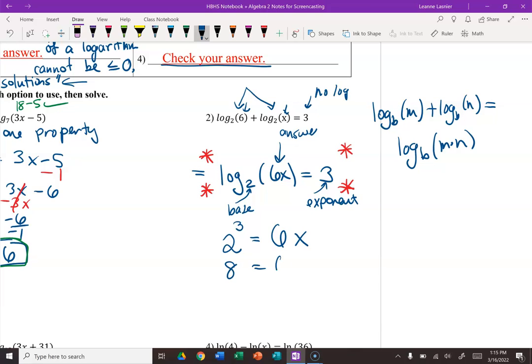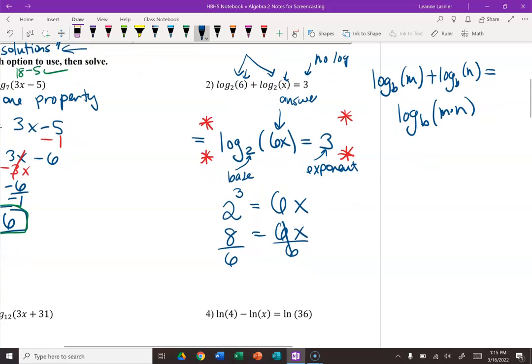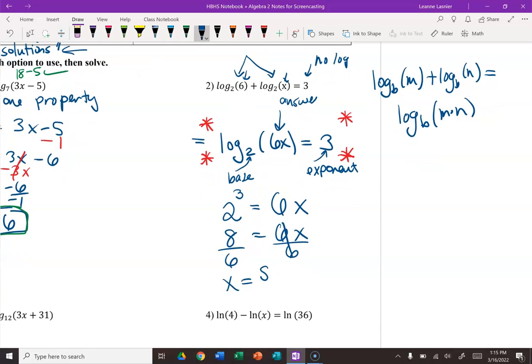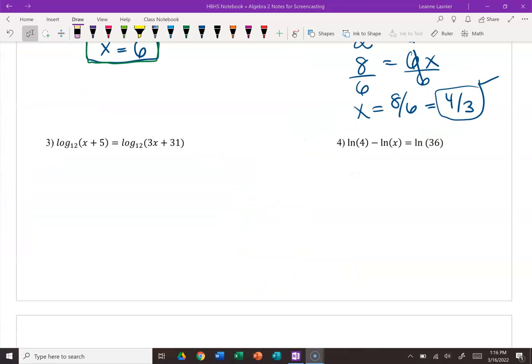So that means 8 is equal to 6x, and then I just have to divide by 6. So I get 8 over 6, and if you reduce that, you get 4/3. And I can tell that the only log that had an x in it was this one, and if this was equal to 4/3, that would be a positive, so this answer is fine as is. So on to example 3.